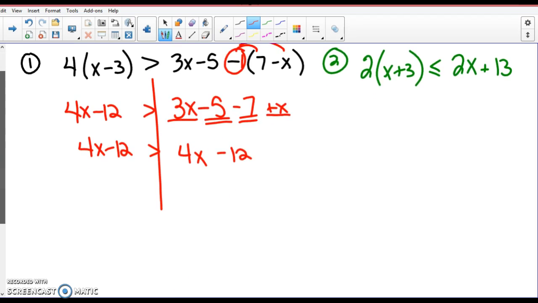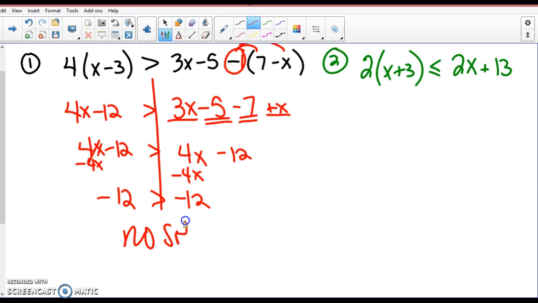Now, let's gather our variables. Subtract 4x from both sides. And I end up with negative 12 is greater than negative 12. What do I write? No solution. That is no solution because that statement is false.